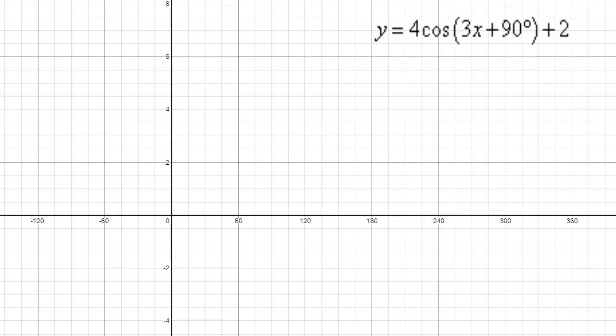Hi everyone. In this video, I will demonstrate how to sketch a sinusoidal graph by applying transformations to the cosine function. The approach is similar to the one that I used in another video based on the sine function, but I've introduced a couple of differences in this example. So the function we want to graph is y equals 4 cos(3x + 90 degrees) + 2.